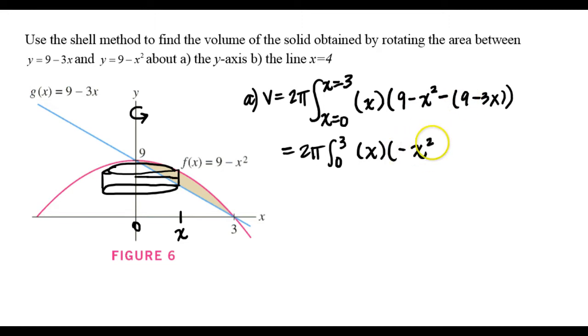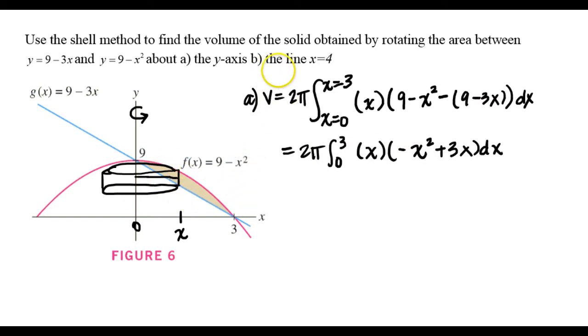So I have negative x squared, and this minus becomes a plus. So I have plus 3x dx. So this is the setup required to find the volume of that solid if I rotate around the y-axis.